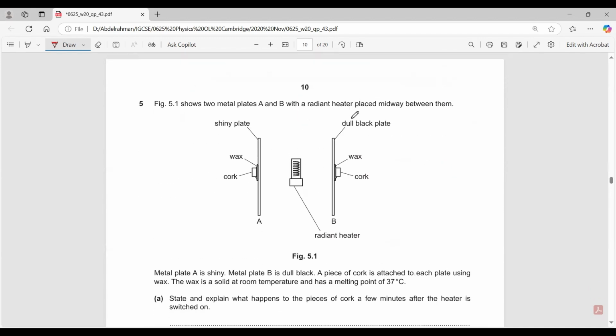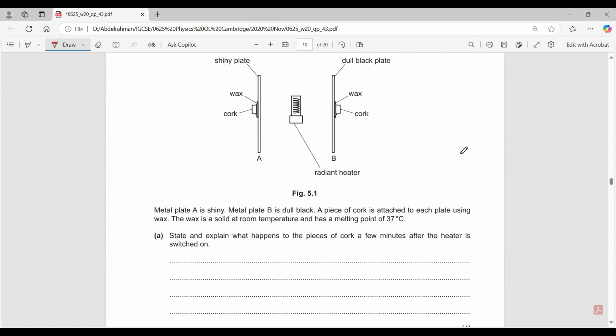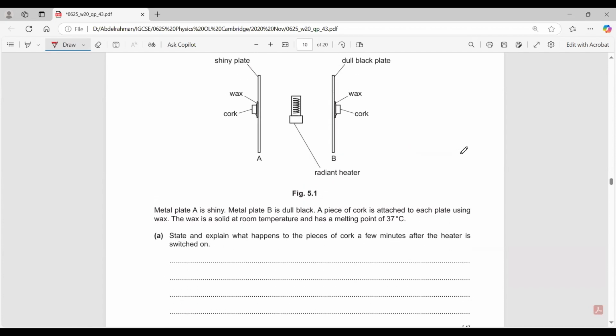Now we have two plates, a shiny plate and a dull black plate with a radiant heater in the middle. You have a cork which is attached to each of these plates using a piece of wax. Metal plate A is shiny, B is dull black. The wax is solid and has a melting point of 37 degrees. State and explain what happens to the pieces of cork after a few minutes after the heater is switched on. Which cork will fall first? That's the question.